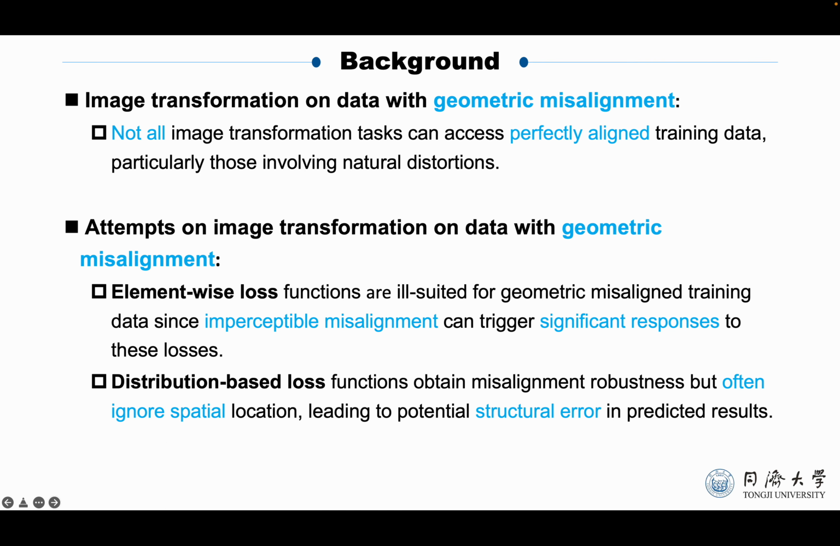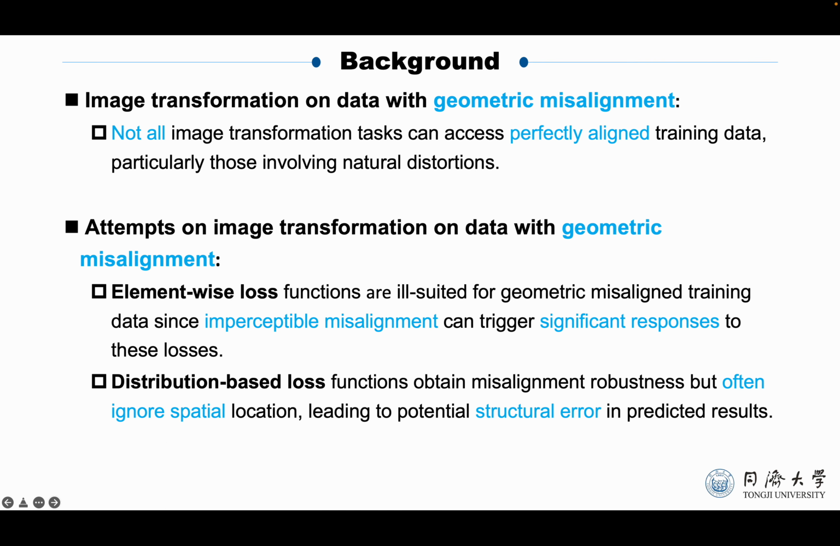Image transformation tasks require training a deep learning model, taking an image as an input and generating a transformed image. Usually, a loss function is employed to calculate the disparity between the output image and the ground truth, and then supervise the model training. Element-wise loss functions such as LPIPS and L-norm are widely used. However, a key limitation of these element-wise loss functions is that they are ill-suited for geometry misalignment, since imperceptible misalignment can trigger a significant response in these losses.